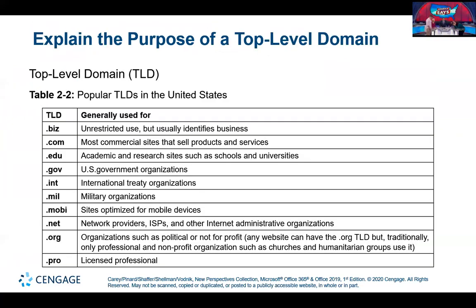Now here, you're going to have the domain names. These domains actually sit higher than the server. The server sits within the domain. And you'll have extensions like .biz or .com, some of the more common ones. .com means it's a commercial site. .edu means that it's an academic site. .gov is a government site. .int is international treaty organizations. .mil are military sites, and so forth. I'm not going to go through each one, but you get the point.